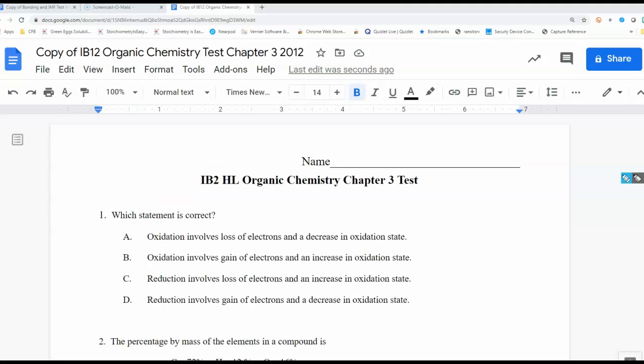Okay, so this is an alkenes test from several years ago. It says which statement is correct? Oxidation involves loss of electrons. As you can see, we were probably reviewing some oxidation and reduction as a part of this particular unit. And so we might as well go ahead and answer these. And to remember this, you need to simply remember that Leo, the lion, goes grr. So loss of electrons is oxidation, gain of electrons is reduction.